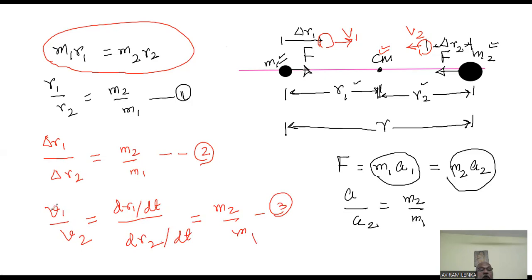If you make a further derivative, velocity becomes acceleration. The ratio of the accelerations will be the same thing that we have already found out in this case. That is a1 by a2 equal to m2 by m1.